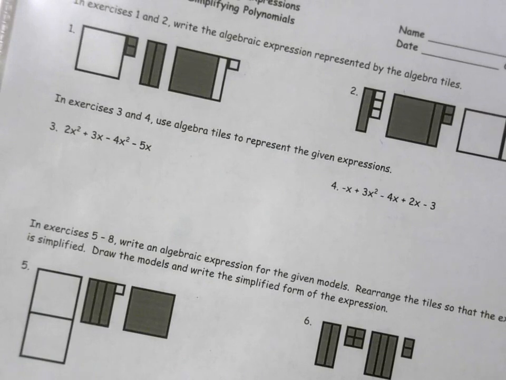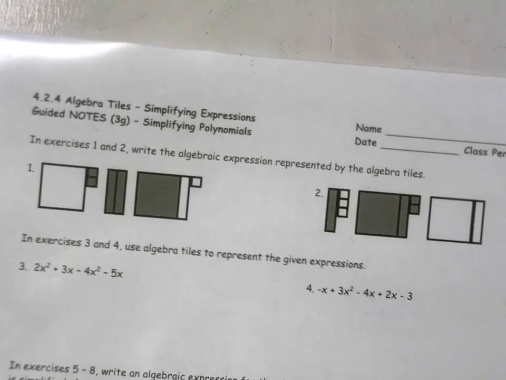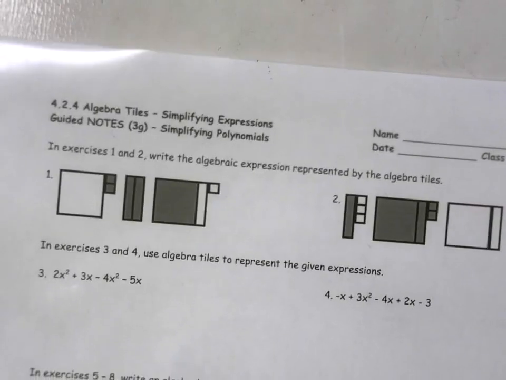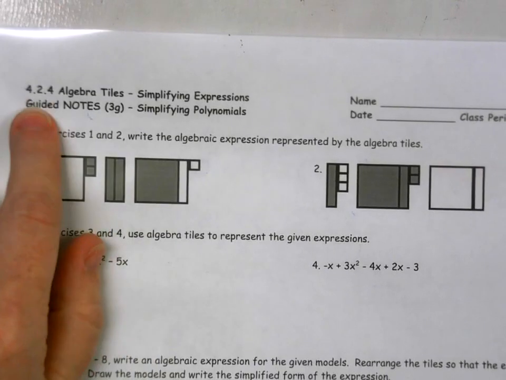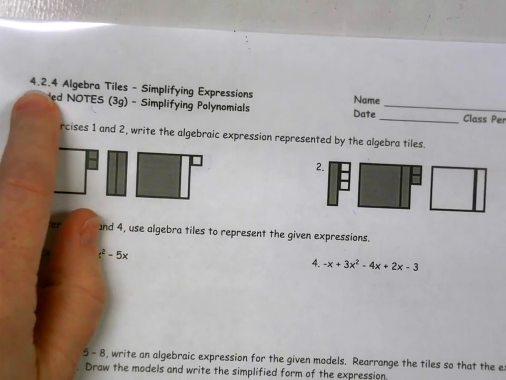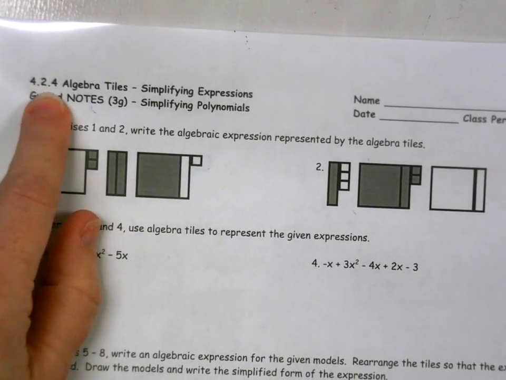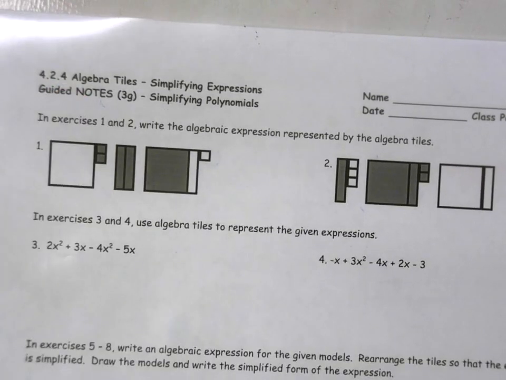Yes, today's Thursday. That's why on the top of the paper, what number do you have on the top of your paper? 4.2.4. Okay. So can you tell me what my numbers mean? 4 is 6 weeks. Second week. And the fourth day. Yep.